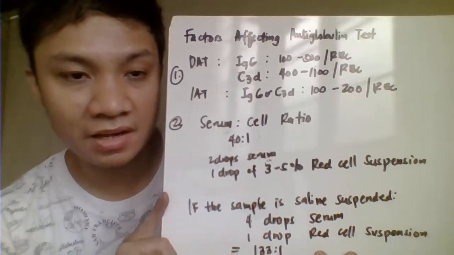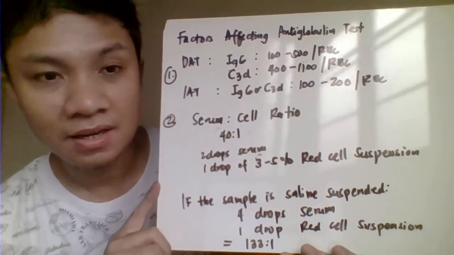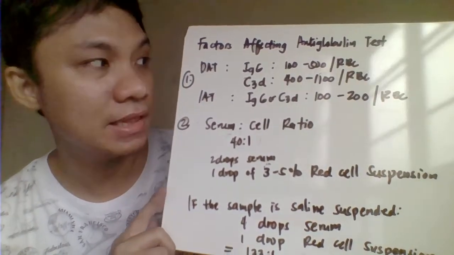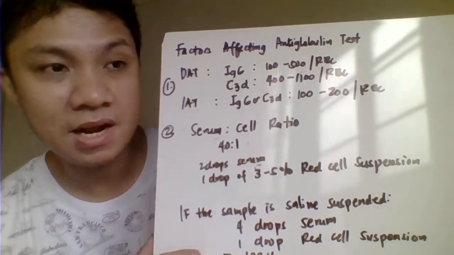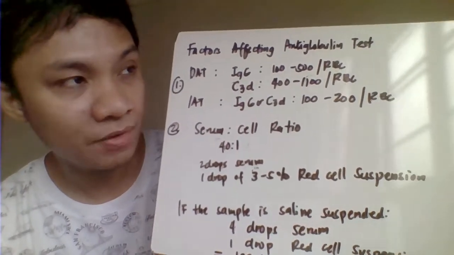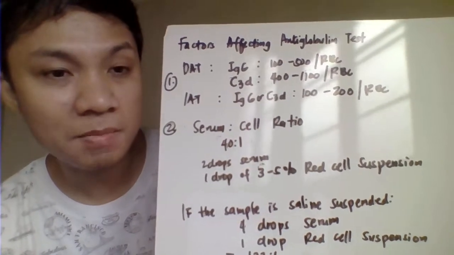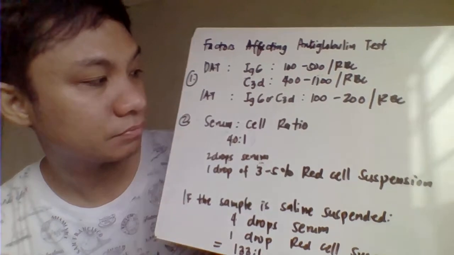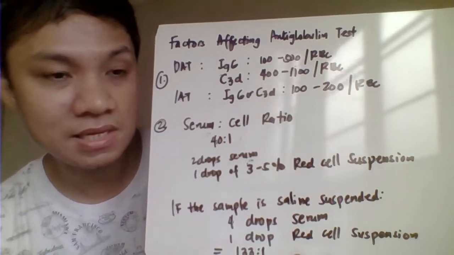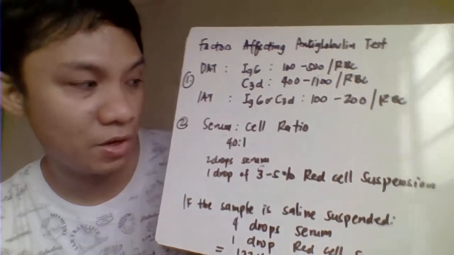Then we have the different factors which affect our anti-globulin test results. The first one: for your direct anti-globulin test to have a positive reaction, your RBC should be coated with at least 100 to 500 IgG molecules, or at least 400 to 1,100 C3d molecules attached to your RBC for there to be an agglutination reaction. For the indirect antiglobulin test, both IgG and C3d should coat the RBC with as much as 100 to 200 molecules per RBC.